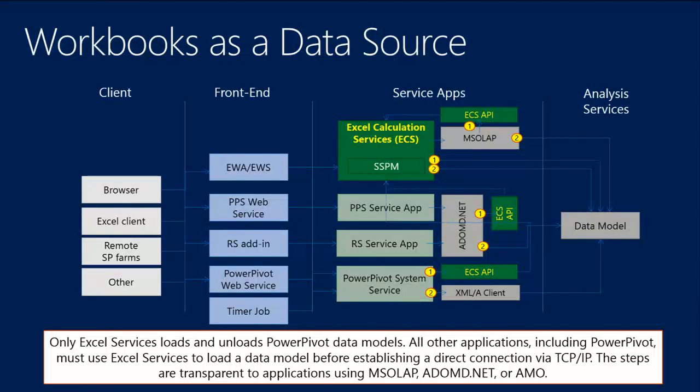want to access a data model, the first thing we have to do is go to ECS through the ECS APIs and SharePoint and ask ECS, hey, I have a workbook path here that's a URL. Can you please give me the name of the data model? And in case you haven't loaded it, would you please load it for me and tell me then what the name of the server is and the data model? And then once we have that, we connect directly to this data model through TCP/IP.